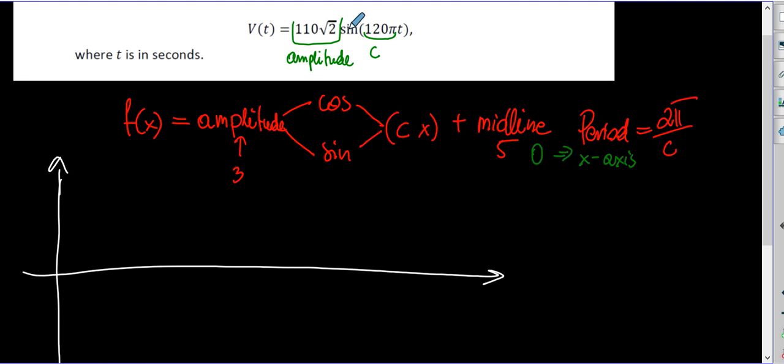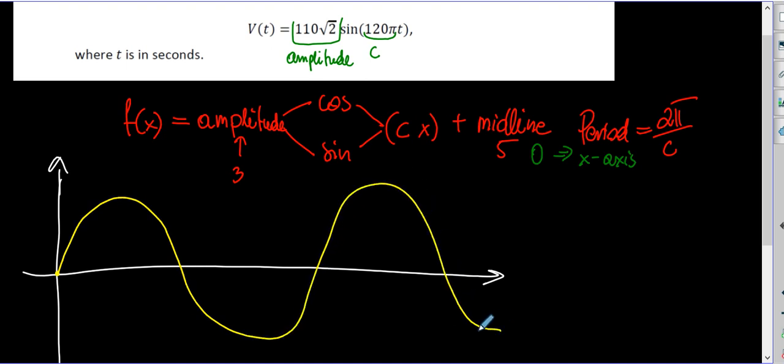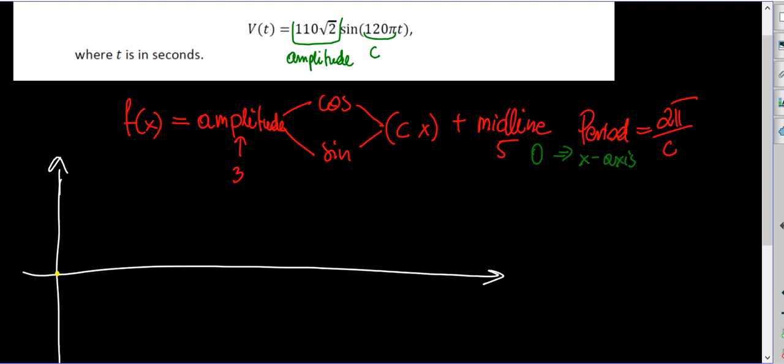Now, sine function starts from the middle. So we're going to be starting here. That's our midline. So our function is going to go up and down and up again and down again. But before we do that, let's remove that. We need values to go around that. So the amplitude: from the midline, it will go up this value. Because our midline is 0, here I'm going to have 110 square root of 2, and it will go the same value down. So here will be minus 110 square root of 2.